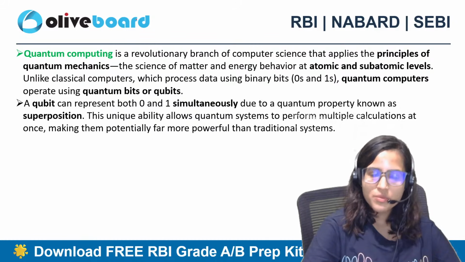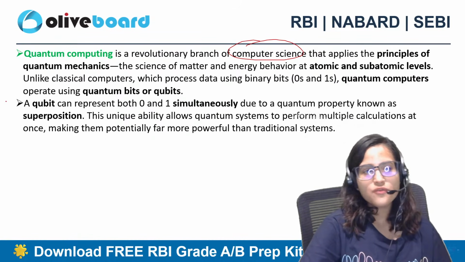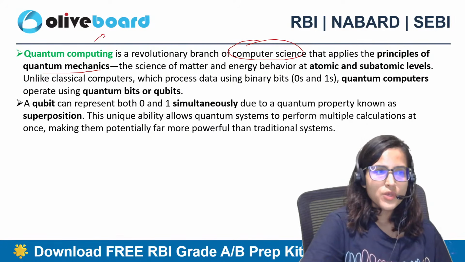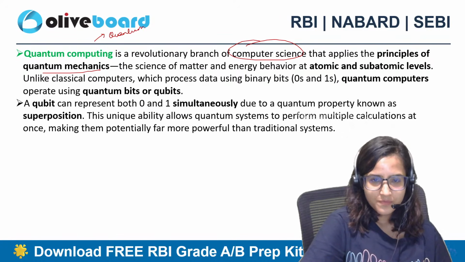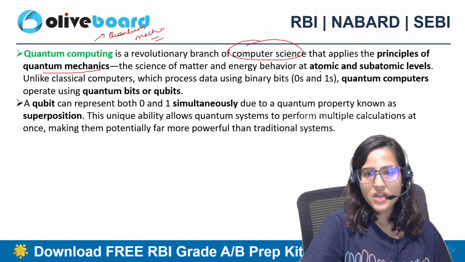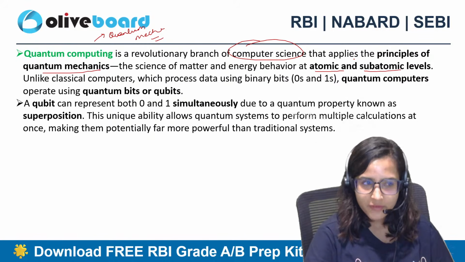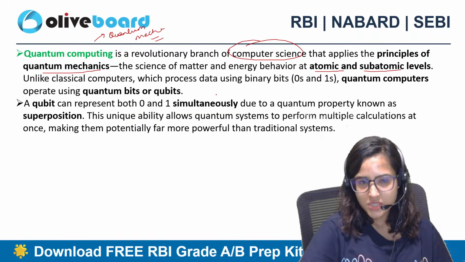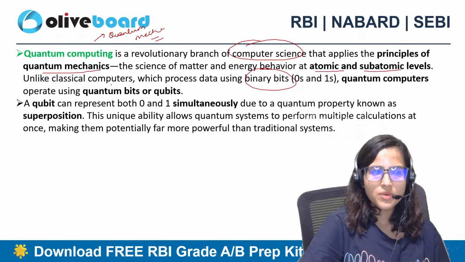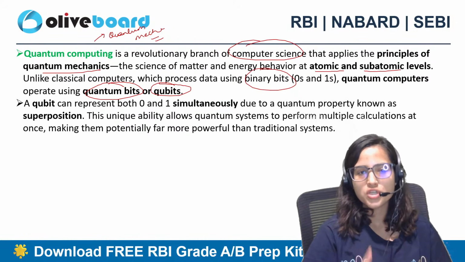And so, what is quantum computing? It is a branch of computer science that applies the principles of quantum mechanics. So, we use quantum mechanics, the science of matter and energy behavior at atomic and subatomic levels. So we study at atomic and subatomic levels. Unlike classical computers, which use binary units, quantum computing uses quantum bits or qubits. That is how it is different from traditional computers.